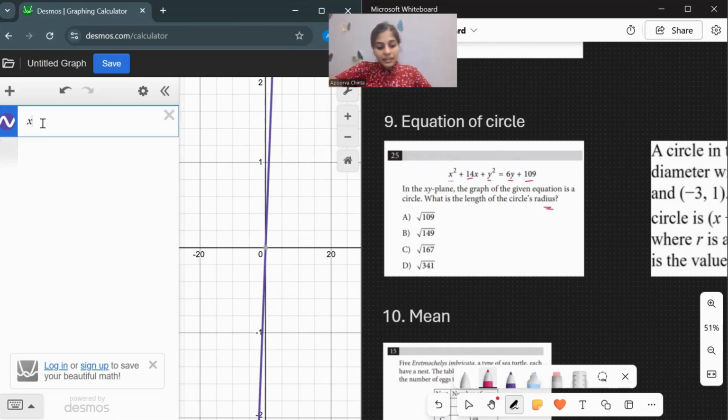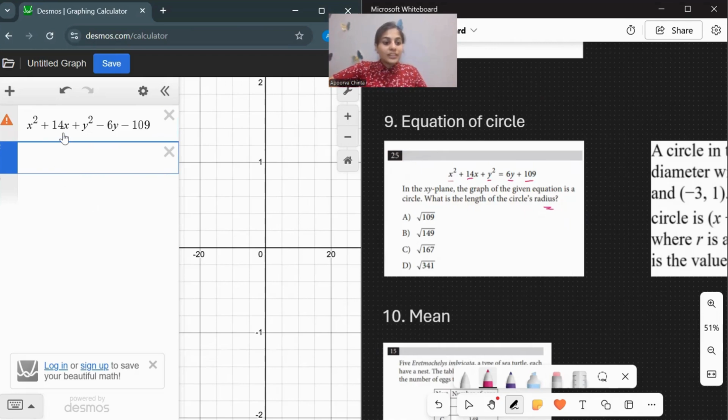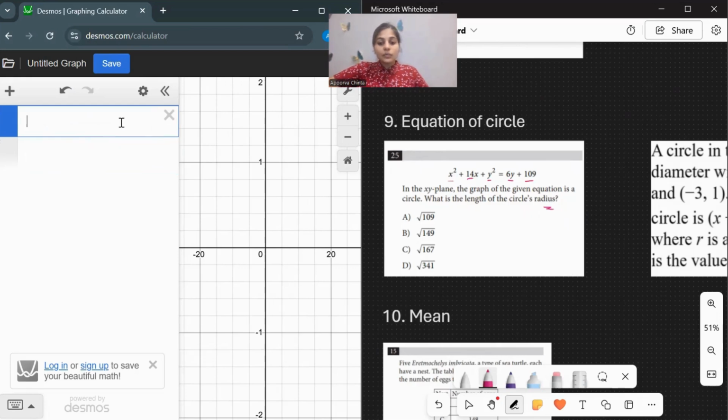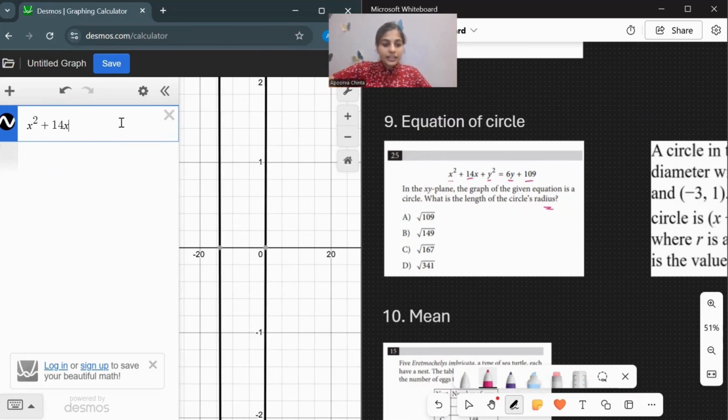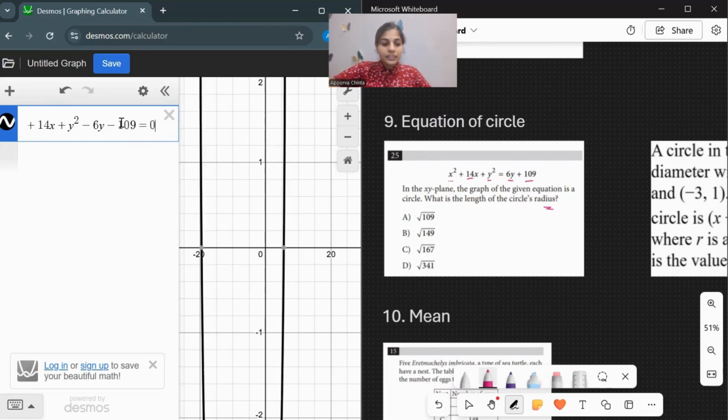So let's plug in the equation first. That is x squared plus 14x plus y squared minus 6y, because I'm just taking 6y to the other side, and minus 109. Oh, sorry, I forgot to write equals 0. So let's do it again. x squared plus 14x plus y squared minus 6y minus 109 should be equal to 0.